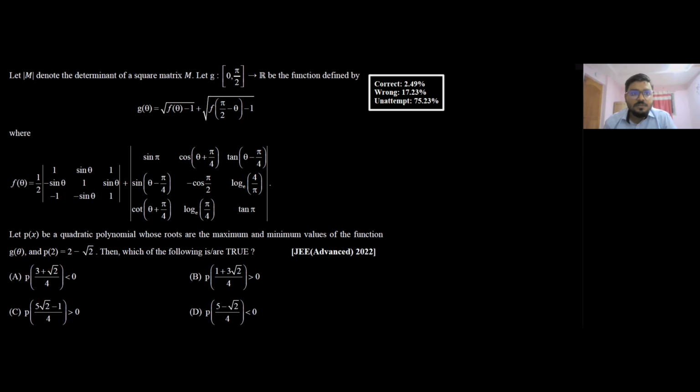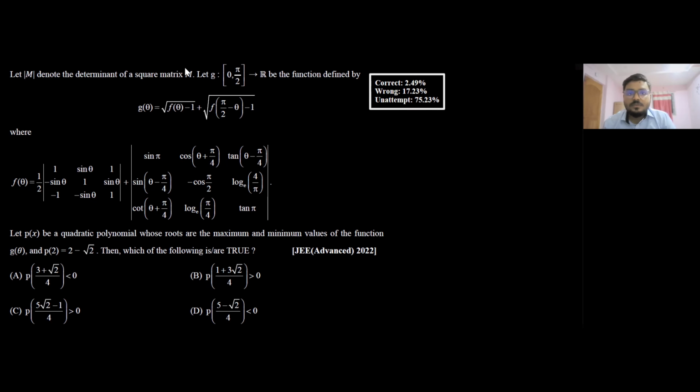So let's start solving. From where should we start? As the function G is dependent upon f, let us simplify the function f first. So f of theta is 1 by 2, and let us open this determinant here, which is 1 plus sine square theta, and then plus minus sine theta into minus sine theta plus sine theta means 0, plus sine square theta plus 1, plus the second determinant.